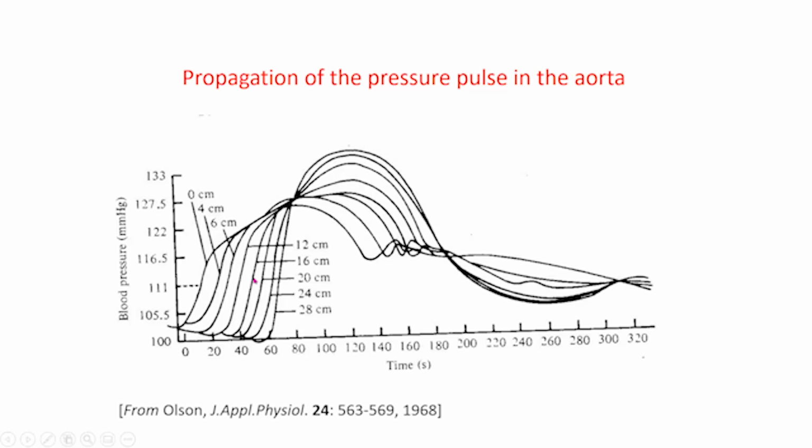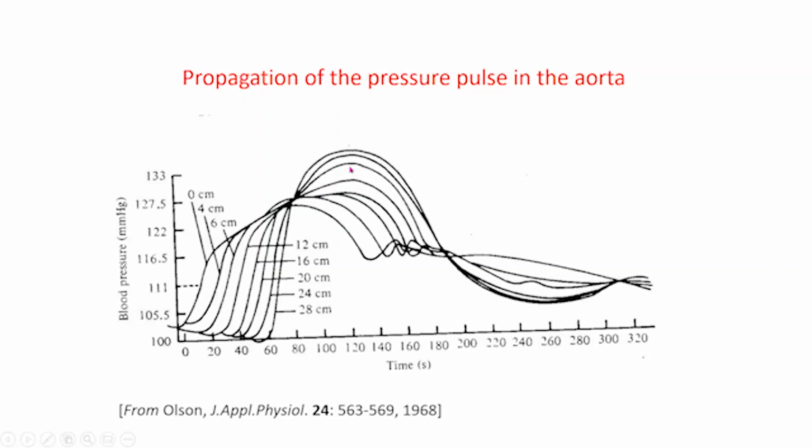You get from one place to another place 4 centimeters away more quickly. But I suppose the overall dominant feature of this, apart from the propagation of the wave, is the fact that its amplitude increases as you go away from the heart in the aorta. And it also gets a bit steeper at the front here, but that's a small effect.